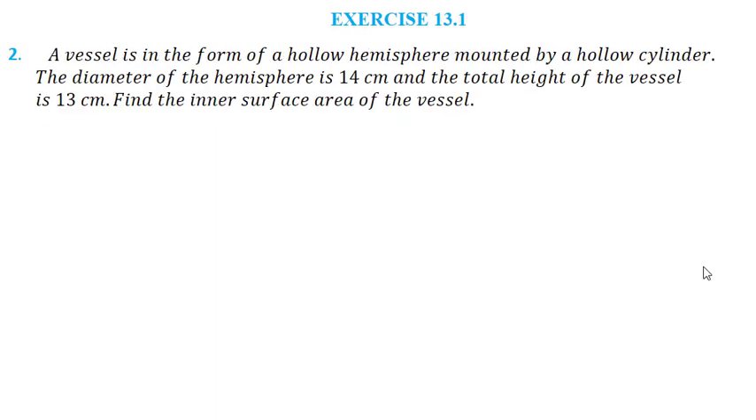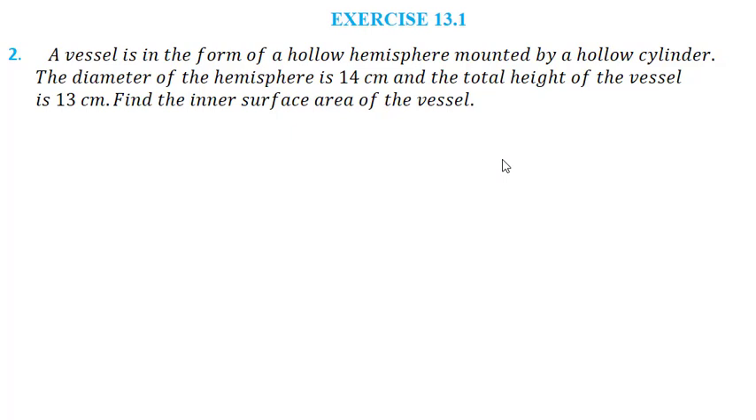Now let us go to the second question. A vessel is in the form of a hollow hemisphere. Now here there is a hollow hemisphere mounted by a hollow cylinder. So there is a hollow hemisphere which is on the hollow cylinder. The diameter of the hemisphere is 14 centimeter and the total height of the vessel is 13 centimeter. Find the inner surface area of the vessel.